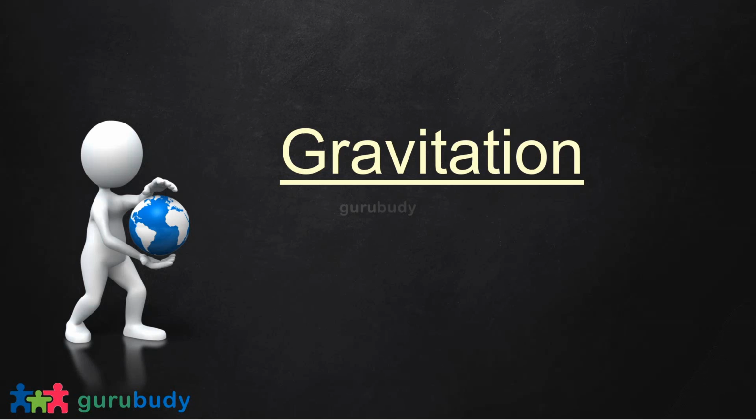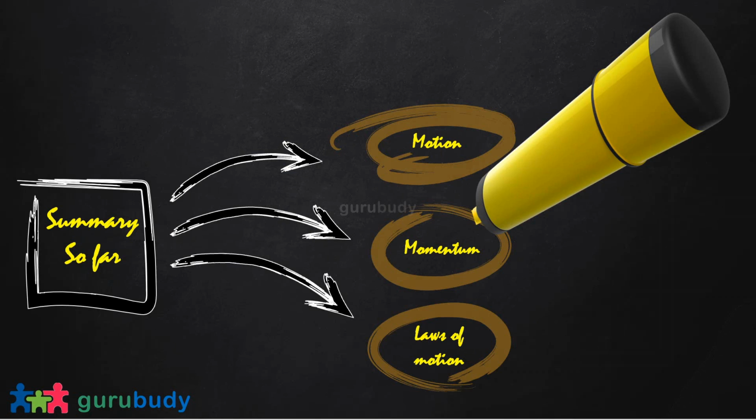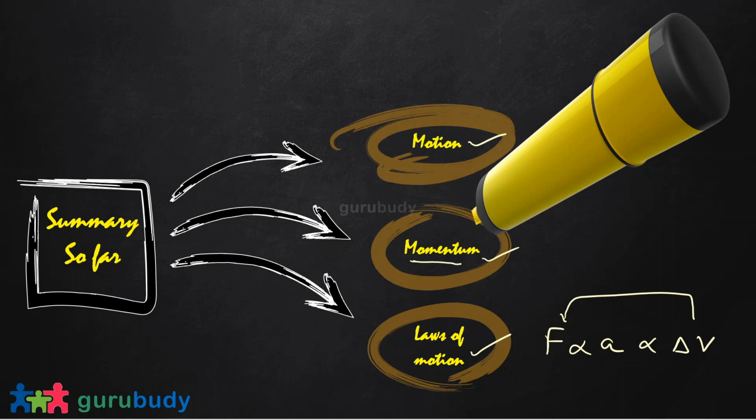Now, if we recap what we have learned so far in 9th class, we studied motion, momentum, and the laws of motion, where we studied the three different laws which Newton gave. The second law was telling us that force is proportional to acceleration, and we know acceleration is connected to change in velocity, delta V. So we can say force is required to change velocity. That's the relationship here. So let's move forward.